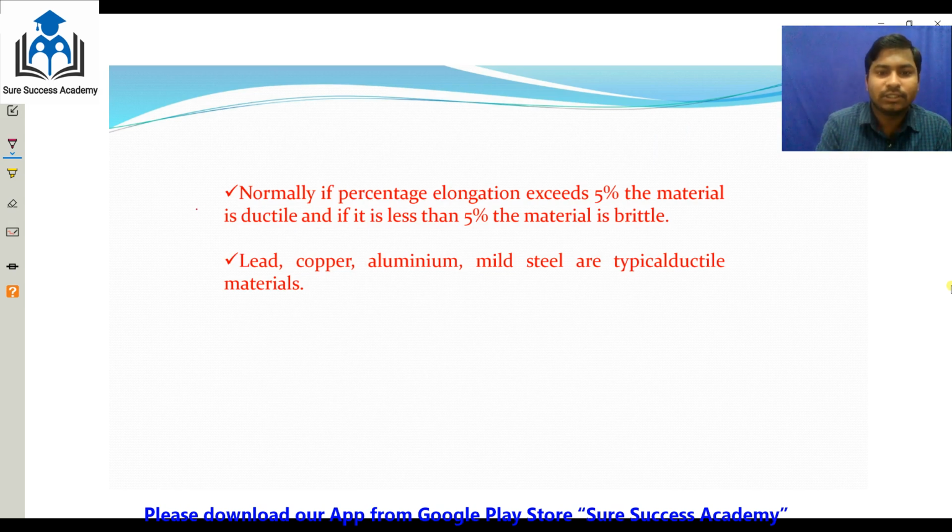Normally, if the percentage of elongation exceeds 5% of the material, that is called ductile material. If the percentage of elongation is less than 5%, that is called brittle material. Lead, copper, aluminum, and mild steel are typical examples of ductile materials.